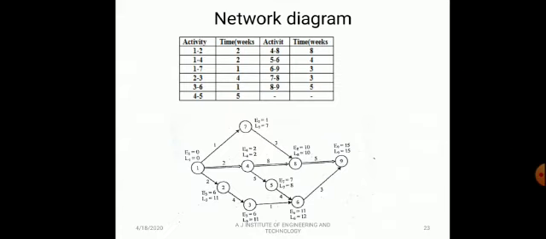7 to 8 will also come. This will be merging there: 7 to 8, 6, 4 to 8. Then 8 to 9, 6 to 9. It completes the total network diagram that we can see. First, you have to calculate the earliest starting time and latest finishing time, all those things.